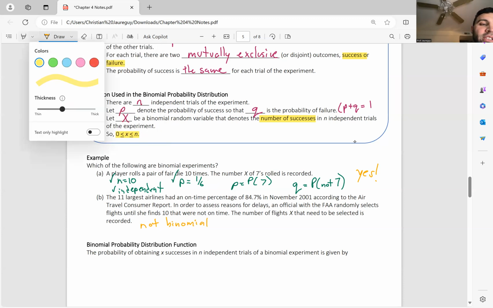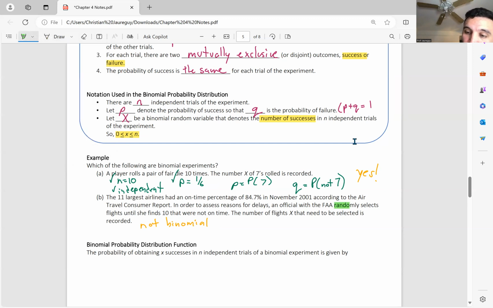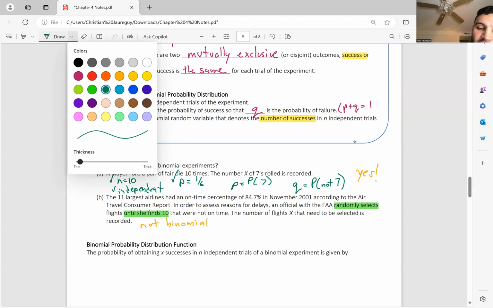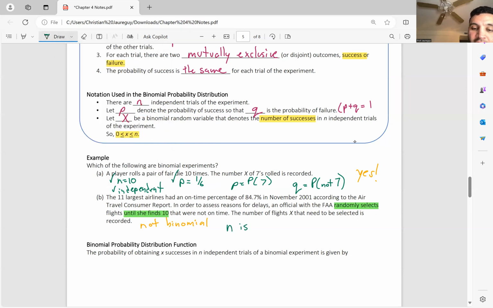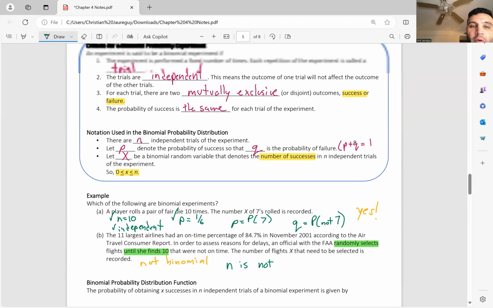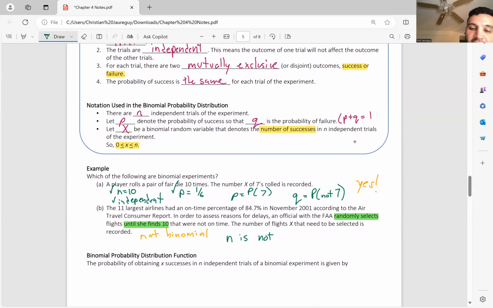And it's because we're choosing until we get to 10. So we don't know. Randomly selects until she finds 10. So I don't know what n is. N is not, how do we say, fixed. N is not fixed.